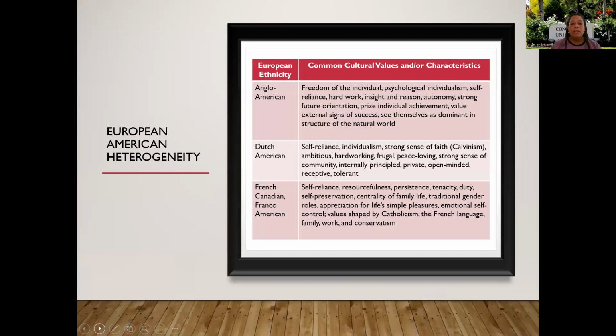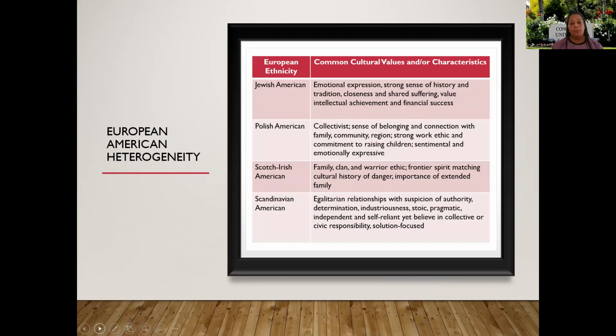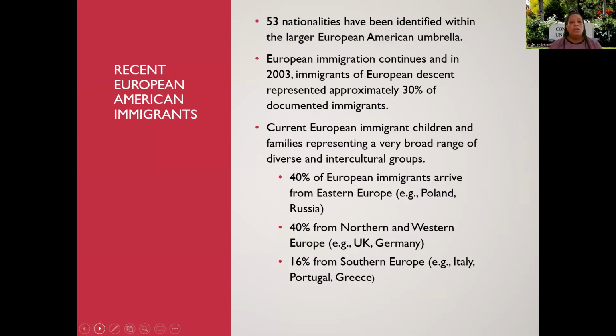So the European ethnicities had common cultural values and characteristics. Each one, the Anglos, the Dutch Americans, the French Canadians or Franco Americans, had different characteristics, as well as the Germans, the Greeks, the Irish Americans, the Italian Americans, the Jewish Americans, the Polish Americans, the Scot Irish Americans, and the Scandinavian Americans. So there are 53 nationalities that have been identified within the larger European American umbrella.